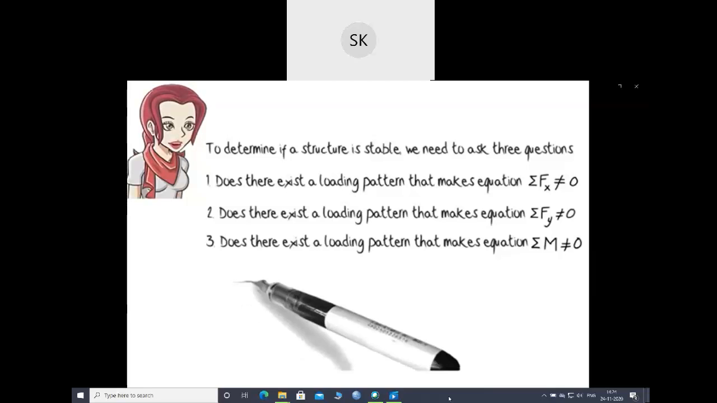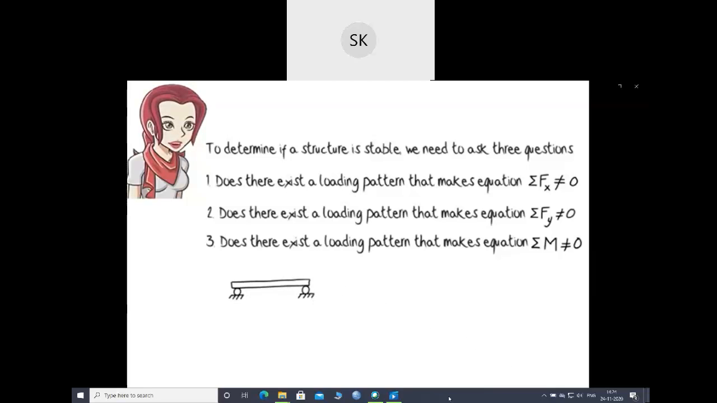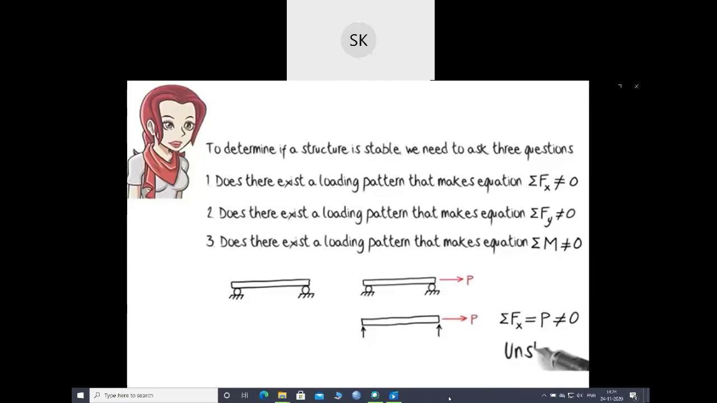Consider a simple beam resting on two rollers. Here, the equation sum of the forces in the x direction equals 0 cannot be satisfied if a non-zero force is placed on the beam. Why? Because summing the forces in the x direction gives us P. Since P is not 0, then the sum cannot be 0. This implies the structure is unstable.